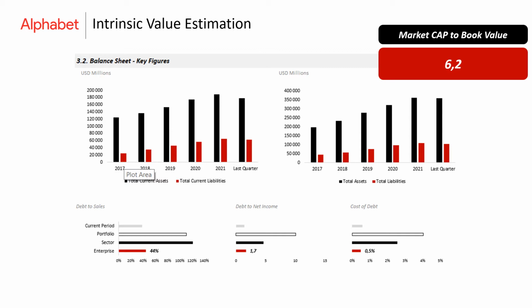Okay, the balance sheet, as we can see here, the debt level is low. It has a market cap to book value of 6.2. Values around 1 are good. 6.2 is not bad. In terms of debt to sales, it is 44%, below the sector. Debt to net income 1.7, below the sector, and the cost of debt around 0.5. This is my estimation. I don't have the real value of the cost of debt, but this is my estimation.